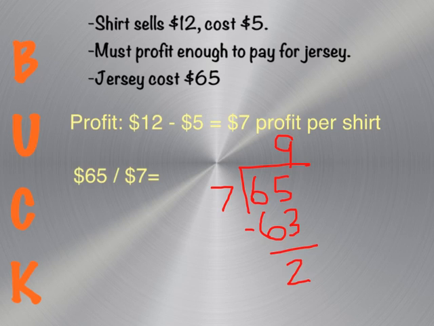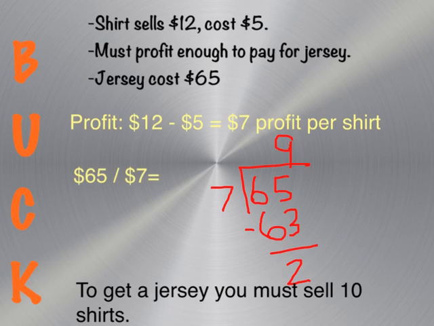So if I sold 9 shirts, I earned $63. Is that enough for me to pay for my jersey? No, not really. So I'm going to have to sell one more shirt and have a little bit extra money. So I'm going to have to sell 10 shirts. So my answer to this word problem is, to get a jersey, you must sell 10 shirts.